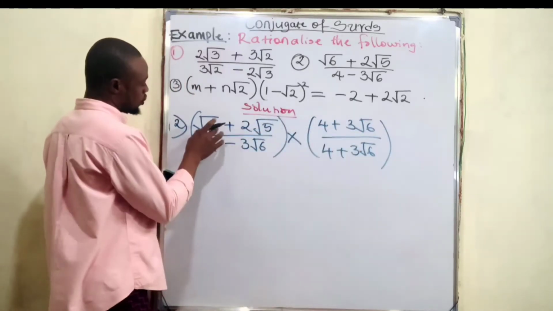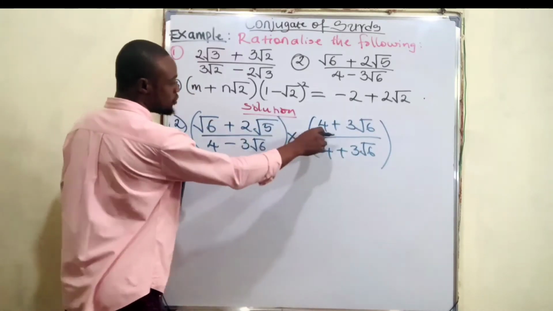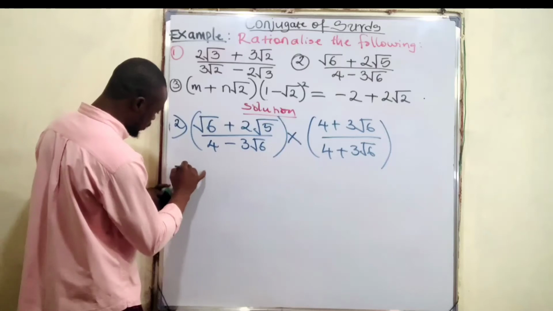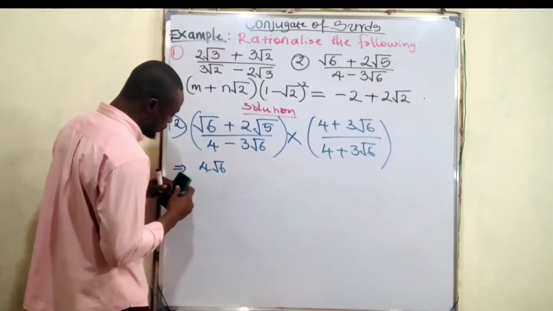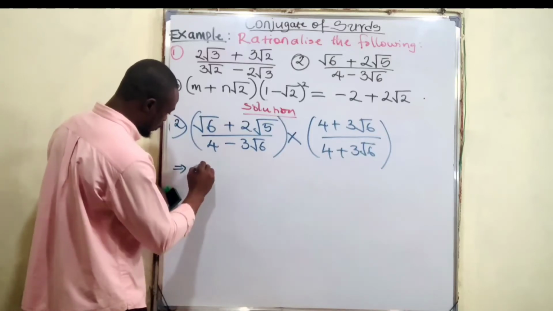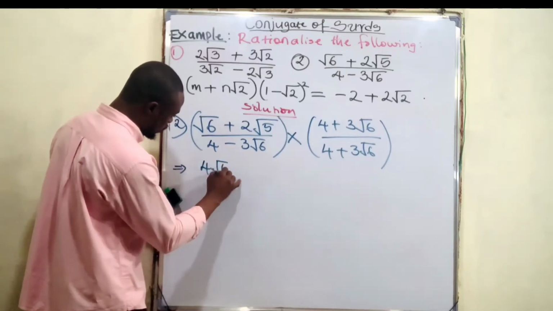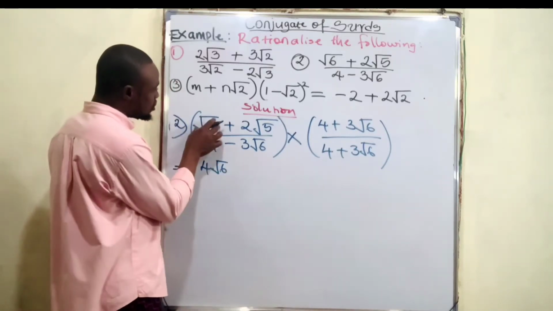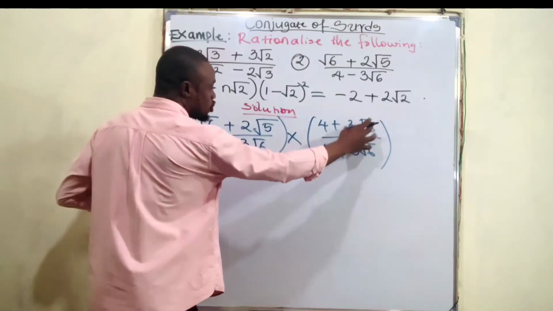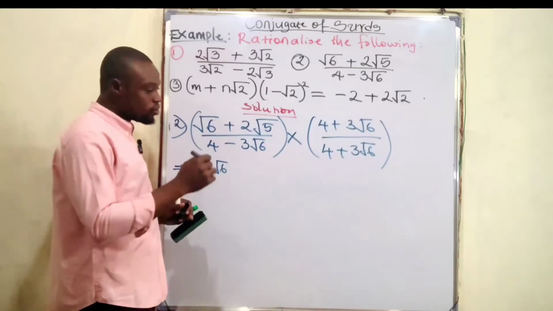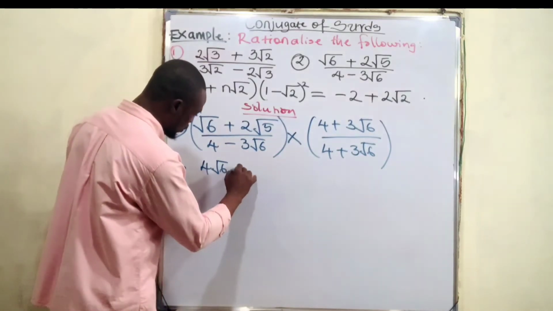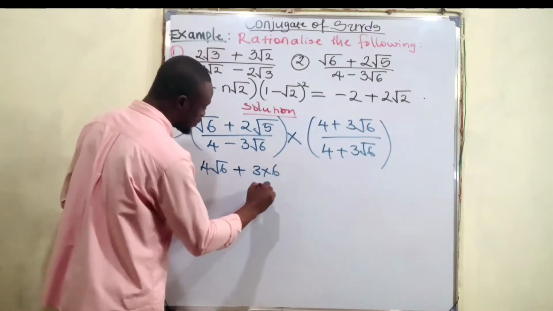multiply everything here. So we have 6 root 6 multiplied by 4 gives us, this implies, gives us what? 4 root 6. Okay. Root 6 again multiplied by 3 root 6. Now 6 times 6 is what? 36. So that is the same thing as what? That's 3 times what? 6.